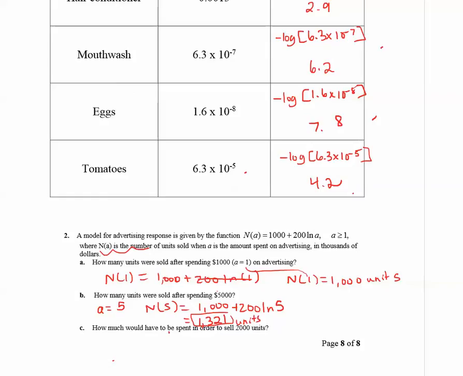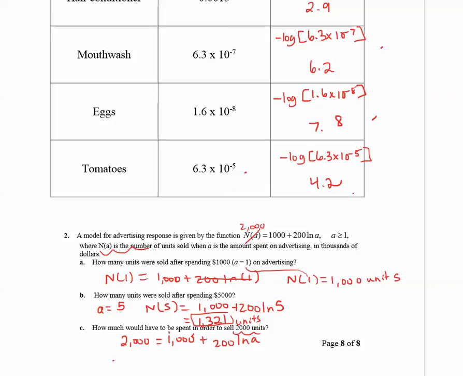So spending $5,000 didn't contribute to 5,000 units. Notice that it's a difference. It doesn't increase so dramatically like that. How much would we have to spend in order to sell 2,000 units? So this time we know the left-hand side is 2,000. We do not know A. So we have to work backwards. So 2,000 equals 1,000 plus 200 ln A.